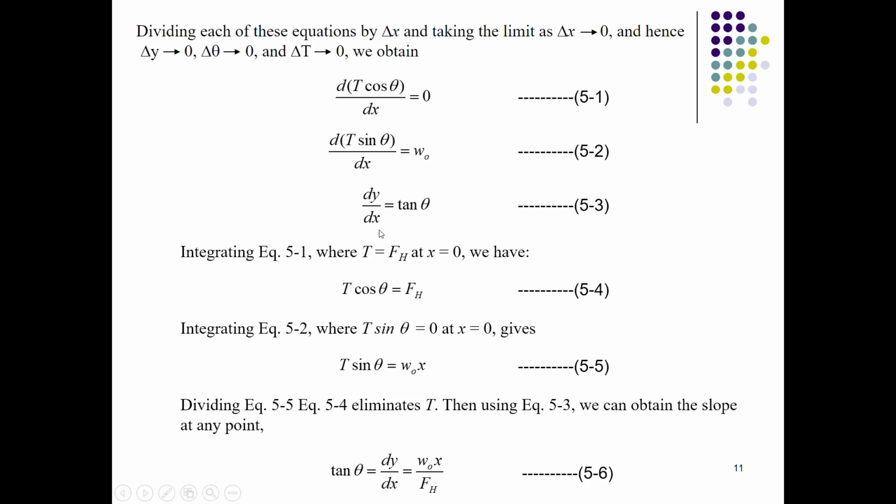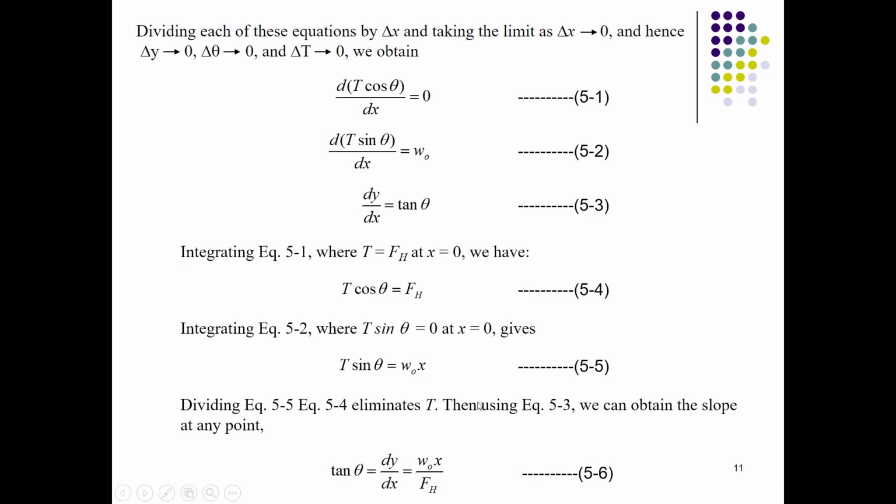We have also determined that T naught is basically the horizontal component at point 0, which can be taken as fh. So T cos theta can be equated to fh, the horizontal component, and T sin theta can be equated to W naught x, which is the resultant of the UDL distributed over the length, per unit length. If we take tan theta, dy over dx, we get W naught x over fh.